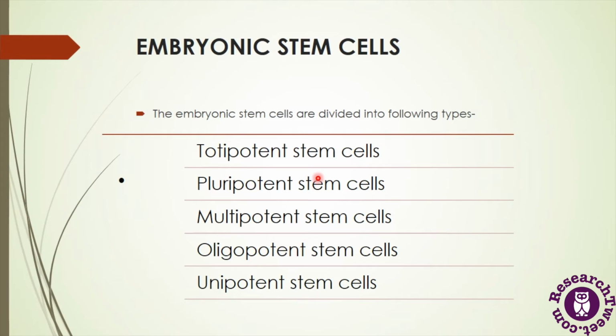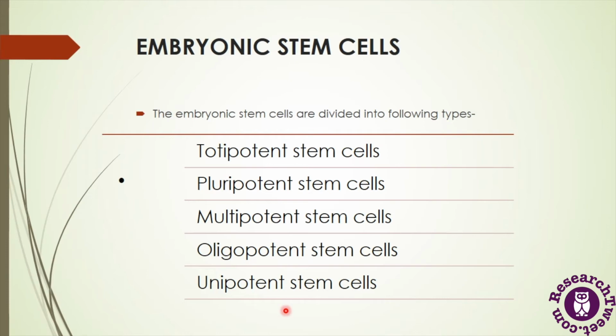Basically the embryonic stem cells are divided into different types, which are totipotent, pluripotent, multipotent, oligopotent and unipotent. The totipotent cells are those cells which can differentiate into all the possible types of cells. An example is the zygote, which can differentiate into all the types of cells which are present in our body. Another type is pluripotent cells.